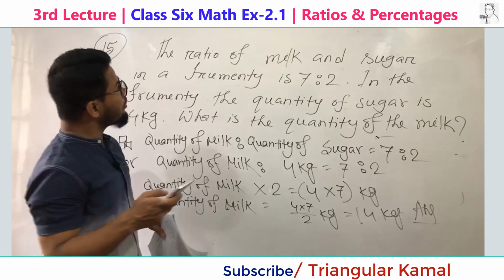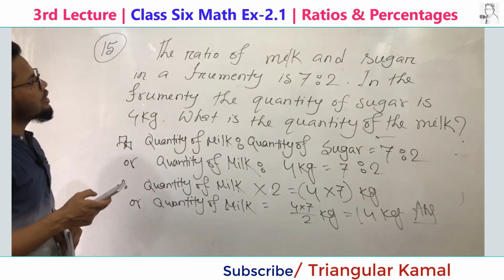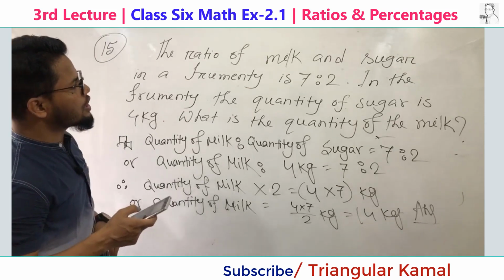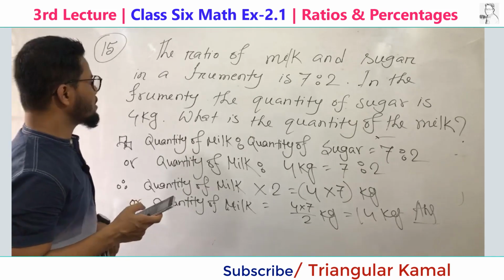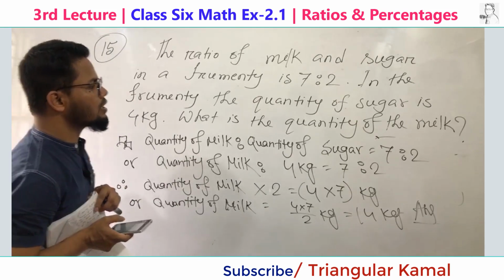Do you see anything wrong here? The ratio of the milk and sugar in the ferment is 7:2. In this ferment, the quantity of sugar is 4 kg. And what is the quantity of milk?